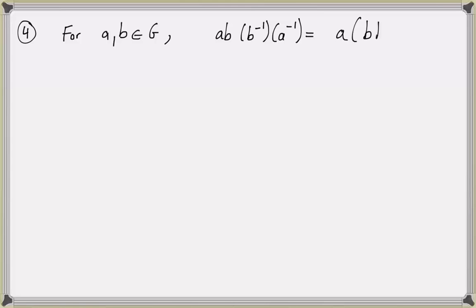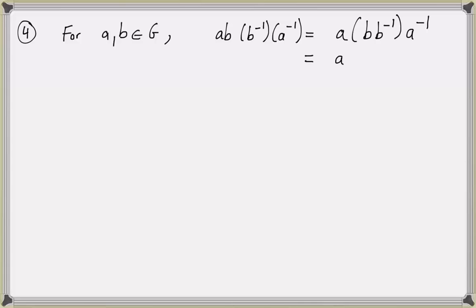For the proof of the fourth statement, let's assume that A and B are elements of G, and look at the product AB times B inverse A inverse. Since G is associative, I can rewrite this product as A times the quantity B times B inverse times A inverse. By definition, B times B inverse equals the identity.